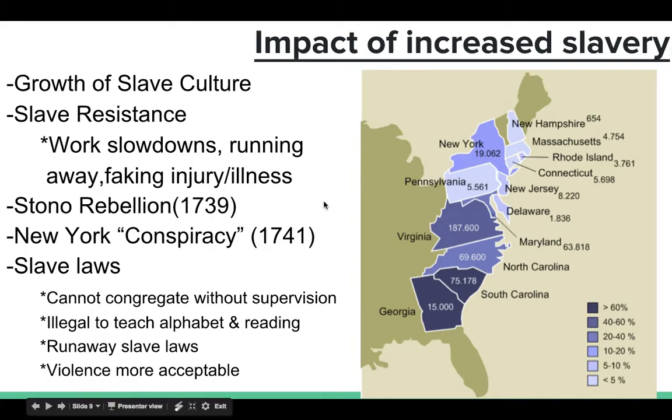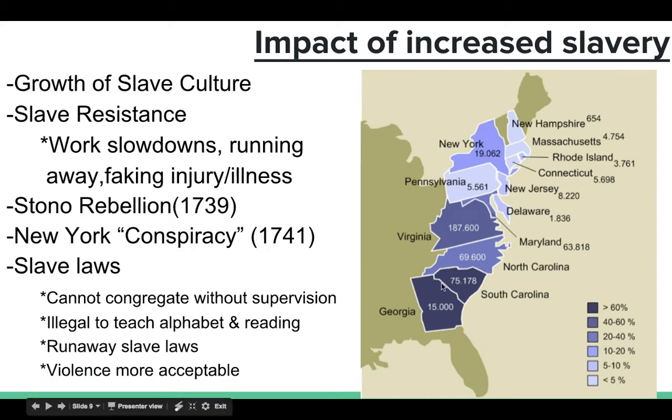However, along with these passive resistances, there were also more violent attempts at resistance. The most famous was the Stono Rebellion in 1739, where slaves and some free Blacks in South Carolina revolted, killed several landowners, and attempted to make the journey to freedom into Spanish Florida and escape the colonies. Ultimately, they were captured and defeated and then executed.